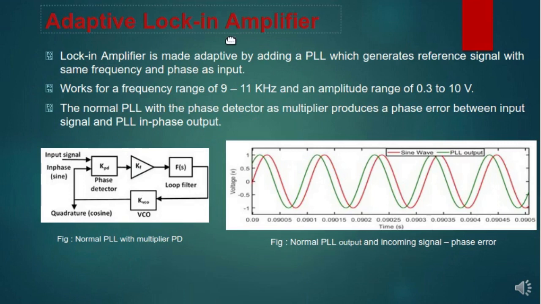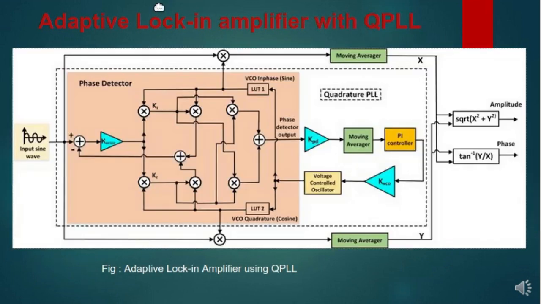The adaptive lock-in amplifier works for a frequency range of 9 to 11 kilohertz and an amplitude range of 0.3 to 10 volts. When we use a normal PLL with the phase detector as the multiplier, it produces a phase error between the input signal and the PLL in-phase output. That was our motivation to go for our model, the adaptive lock-in amplifier with QPLL, the Quadrature PLL.